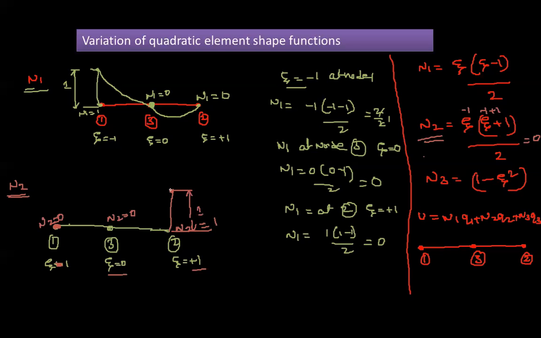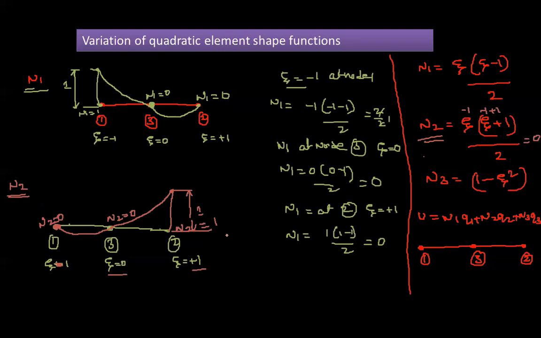This would be the variation, and let us join the third point with the second point with a smooth curve, and here it moves like this. Why does it go downward? Because here it starts from 0, again it reaches 0, and it must go to 1, which means that the curve nature would be like this only. So this would be the variation of n2 throughout the quadratic element.